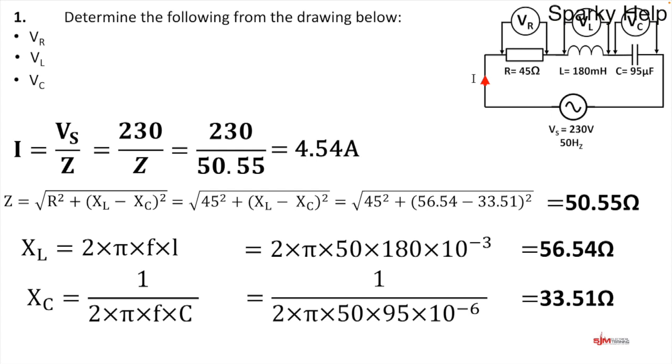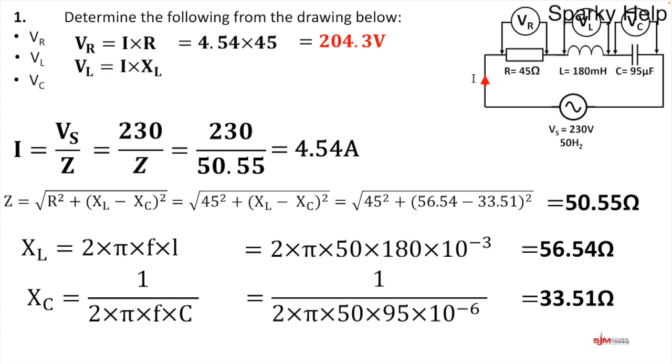So we can now get back to the question in hand, which is calculate the three voltages. To work out VR, it's I times R. Because it's a series circuit, current remains constant. So we put that figure in. 4.54 times 45 gives us a value of 204.3. The others are similar.